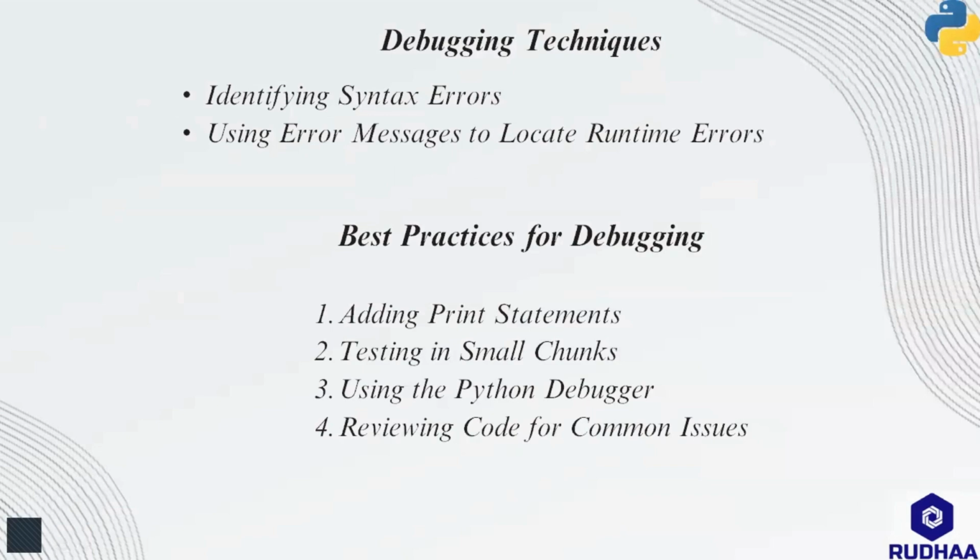So next is the debugging technique. Debugging means checking and finding out the errors and correcting them. Debugging techniques are identifying syntax errors and using error messages to locate runtime errors. You can identify the syntax errors, and you can also use the error messages to identify the mistakes.